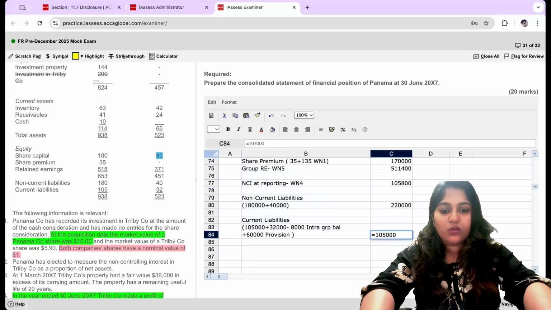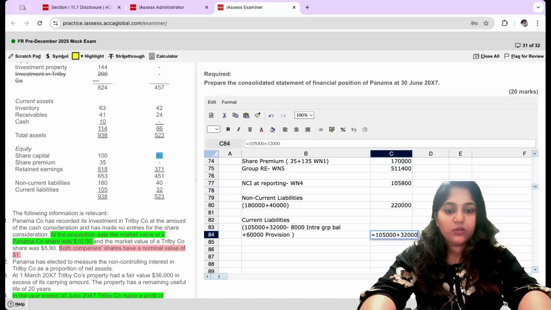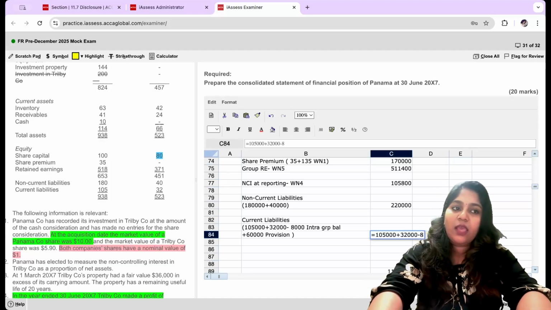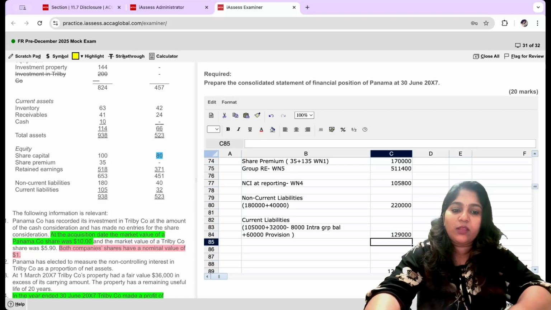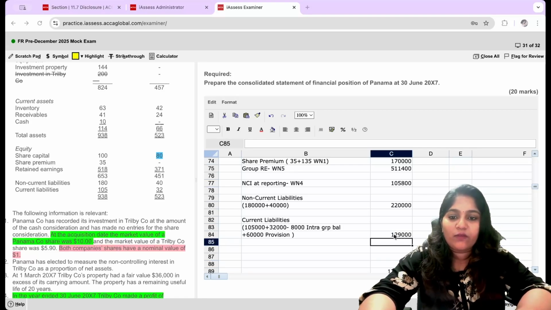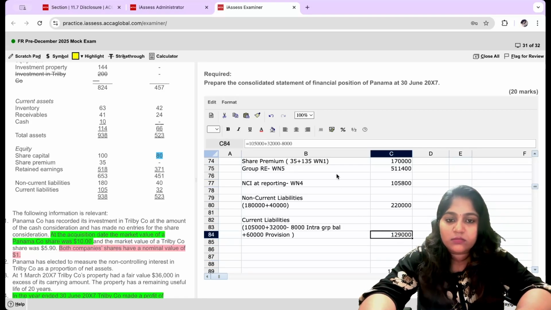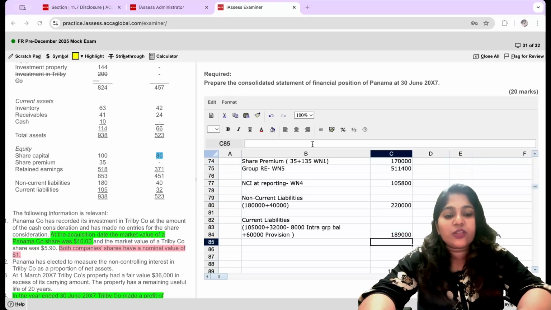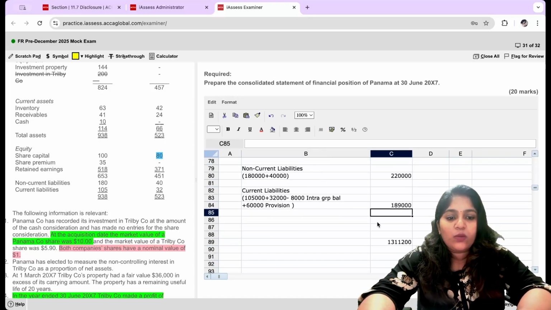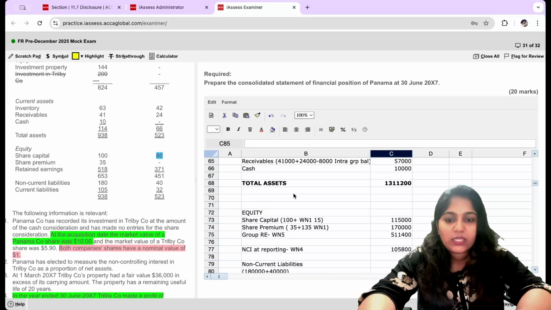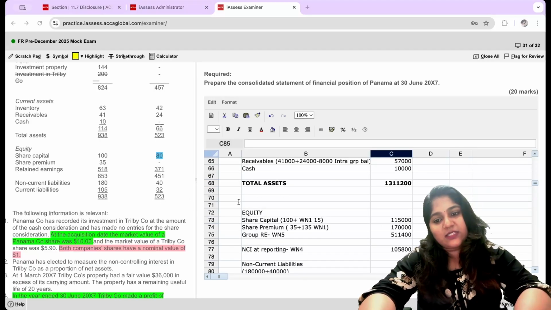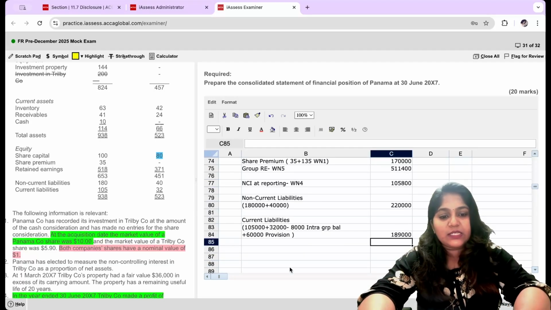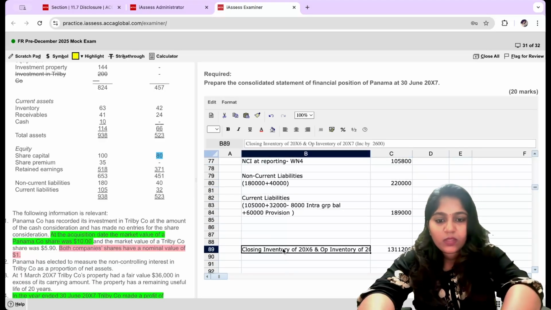So if I do all of this, $105,000 plus $32,000 minus 8,000 should give me 129,000. Minus 8 plus 60, I'm sorry, plus $60,000 should give me 131,200. Is it matching with total assets? Yes, it is matching with total assets. My total equity and liabilities will be nothing but this.